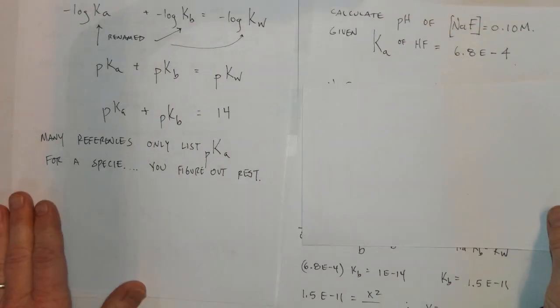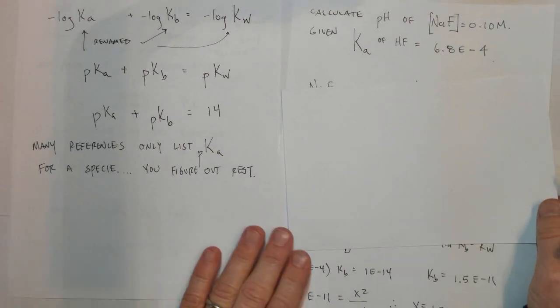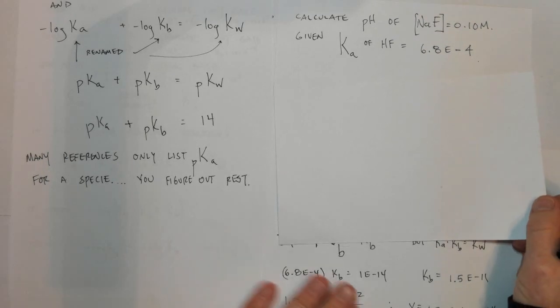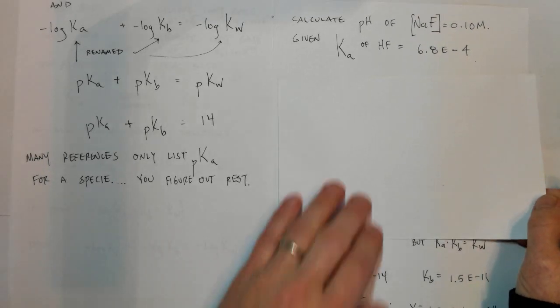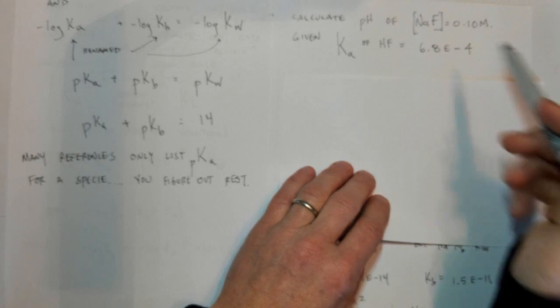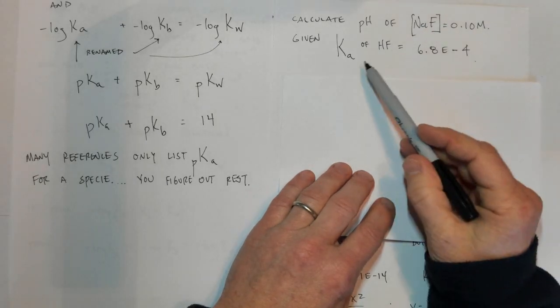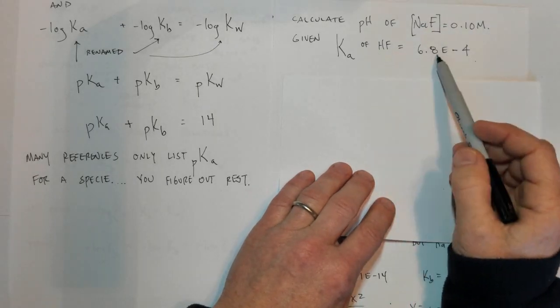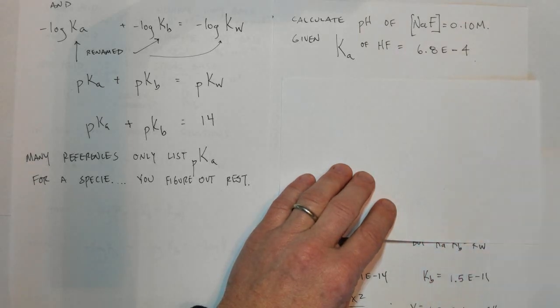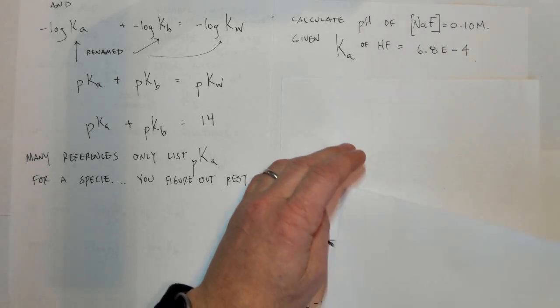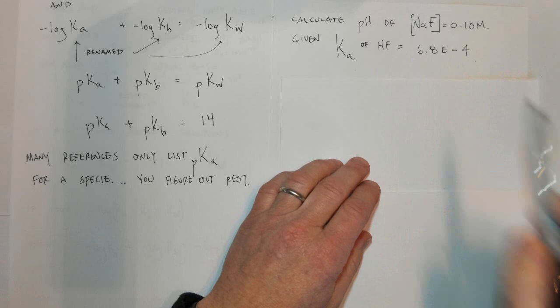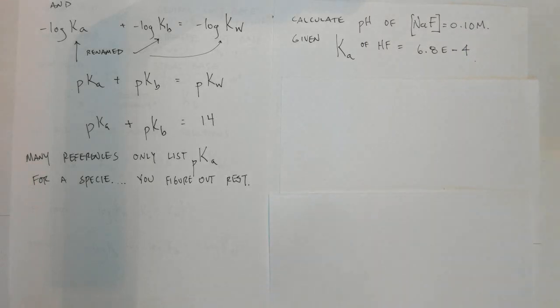So here's an example problem using the relationship between Ka and Kb. Calculate the pH of NaF if it equals 0.1 molar, and we're given the Ka of HF to be 6.8 times 10 to the negative fourth. I looked up this HF Ka on our equilibrium constants in the appendix right here.